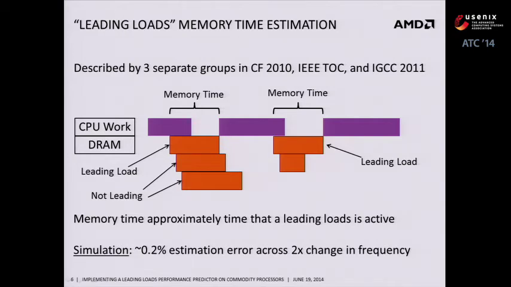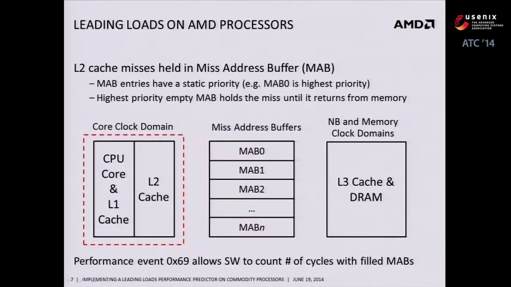And they showed this. All 3 of these groups ran simulations of this because they didn't believe it existed in real hardware, so they ran it through each independent simulators and saw that over a 2x change in frequency, this gave them the ability to estimate performance with about a 0.2% error all told. And so their takeaway from this is that hardware companies should add leading load counters in so that people can make good DVFS decisions. Well, good news then, because you can approximate leading loads performance counters on existing AMD hardware going back to about 2007, kind of by happenstance.